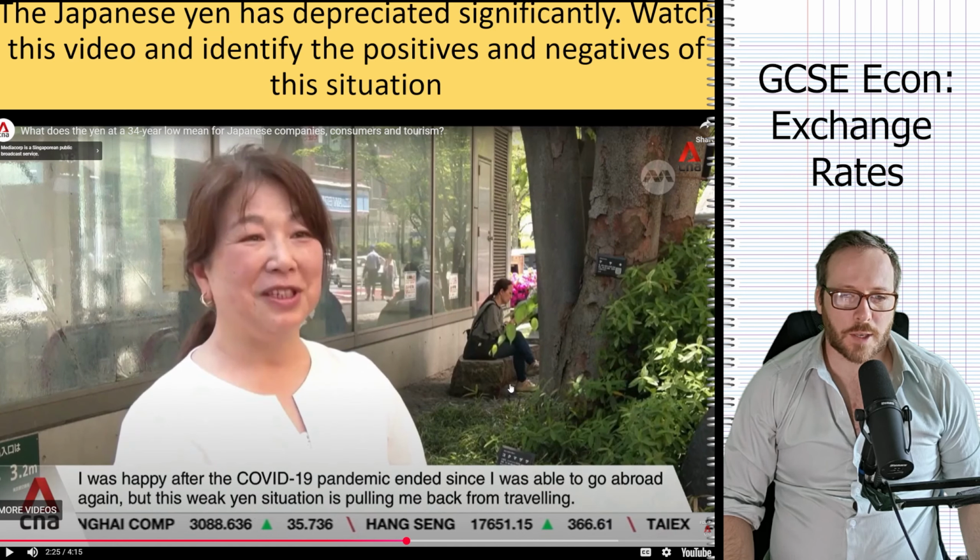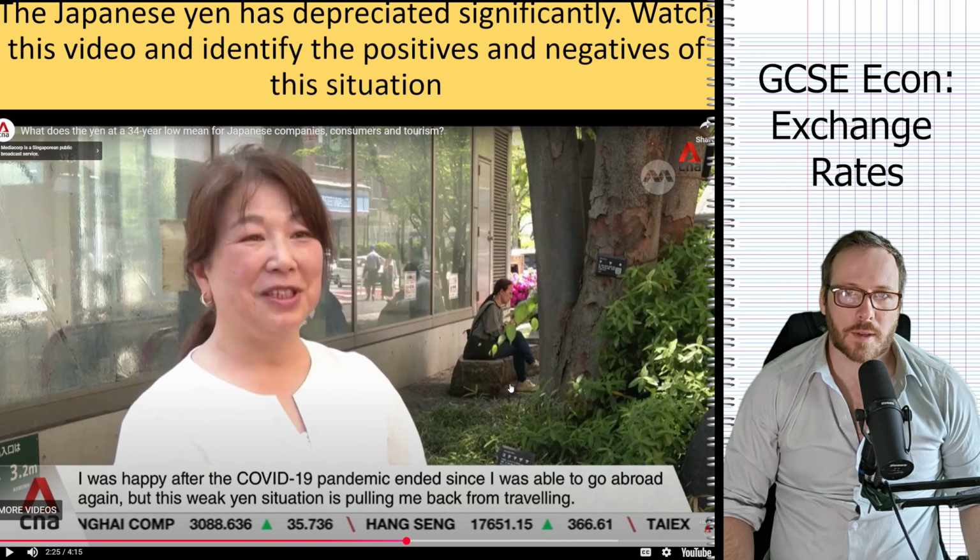Have a look at this situation. This person can no longer travel abroad because the yen has dropped so significantly that traveling abroad costs more yen. It's therefore more expensive for Japanese residents to ever leave the country.